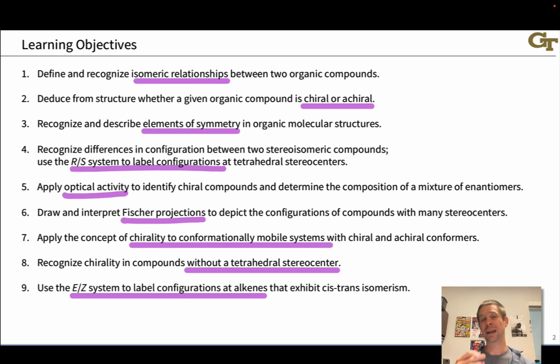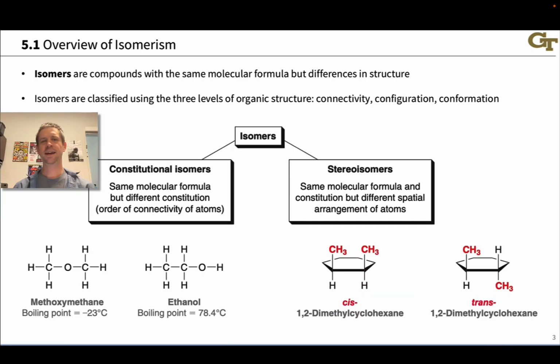For example, in cyclohexanes, where the chair flip can change a little bit how we think about chirality in the 2 different chair forms. We'll recognize chirality in compounds lacking a tetrahedral stereocenter, and then we already mentioned this EZ convention for stereogenic alkenes that we'll see at the end of this unit. In this first video, we're going to get kind of a general overview of important stereochemical concepts, and later in the unit, we'll get into the weeds on really applying these concepts to specific organic compounds.